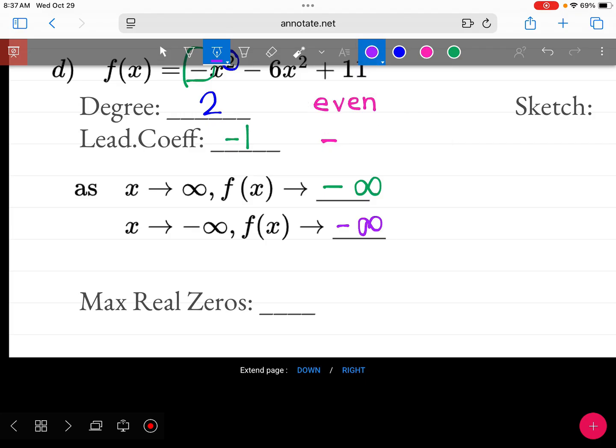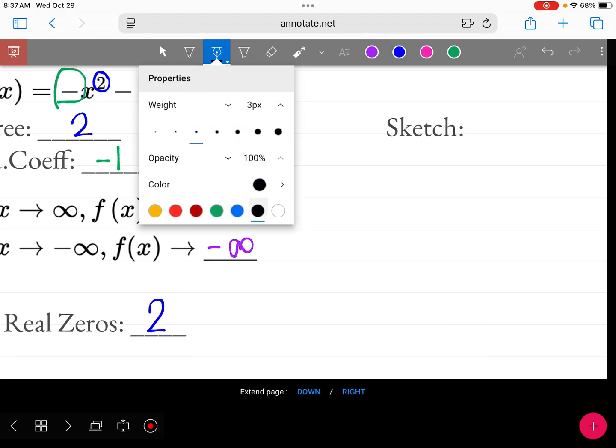So, what is the most real roots we can have on this one? 2. I mean, this one is a quadratic. We could go wild and try factors and things. We have tools to do this. We've dealt with quadratics before. But we don't need to. We're getting a sketch. We're working with polynomials now.